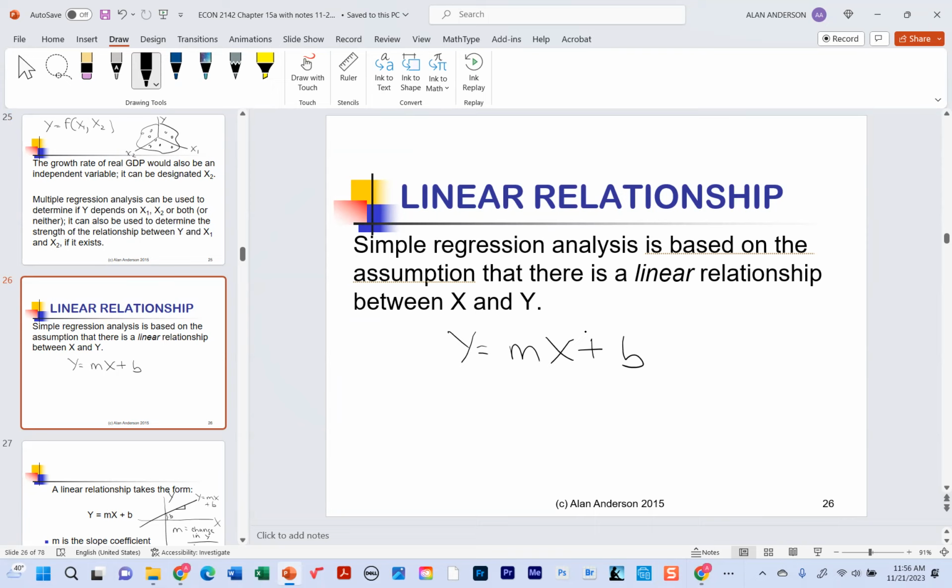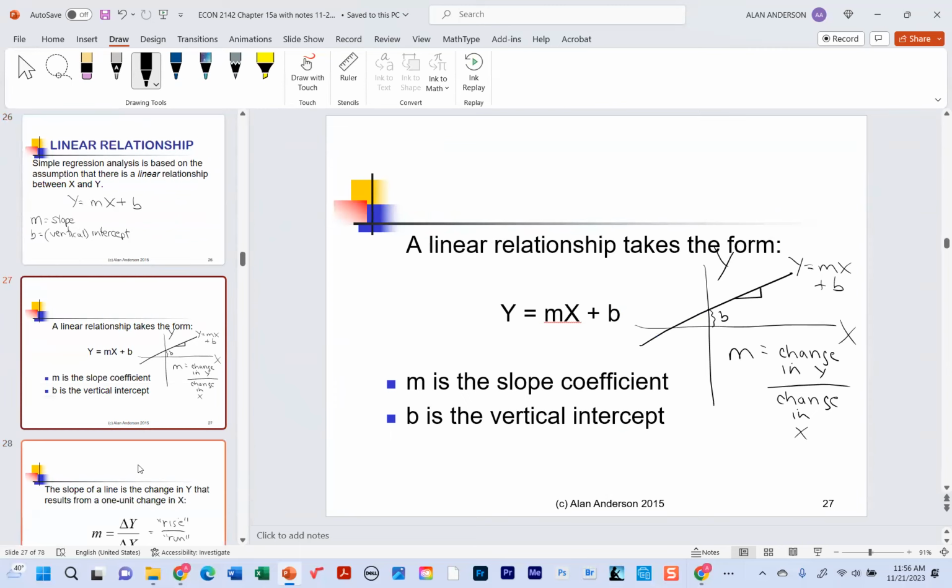And so let's remind ourselves what all these terms mean. M is the slope. B is the intercept, or the vertical intercept. So there's a graph on the next page that'll help us visualize this a little bit better. What's happening here is that here's our straight line. The intercept is B. This is the point 0, comma B.